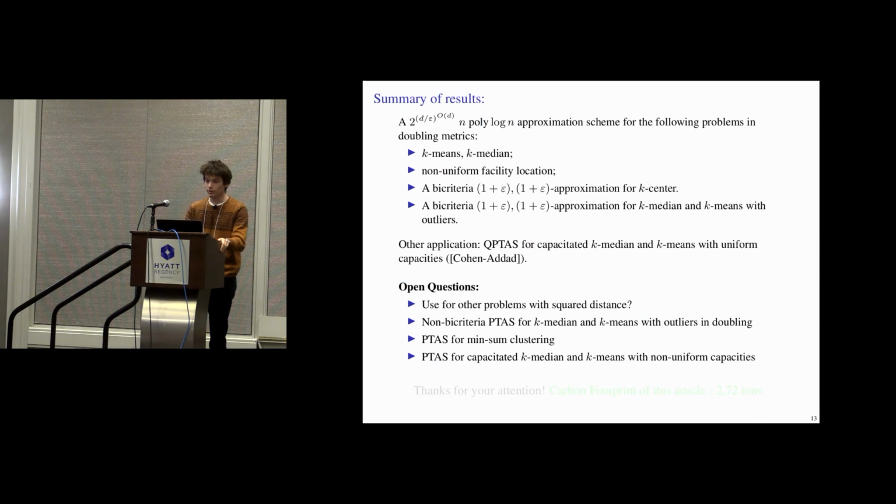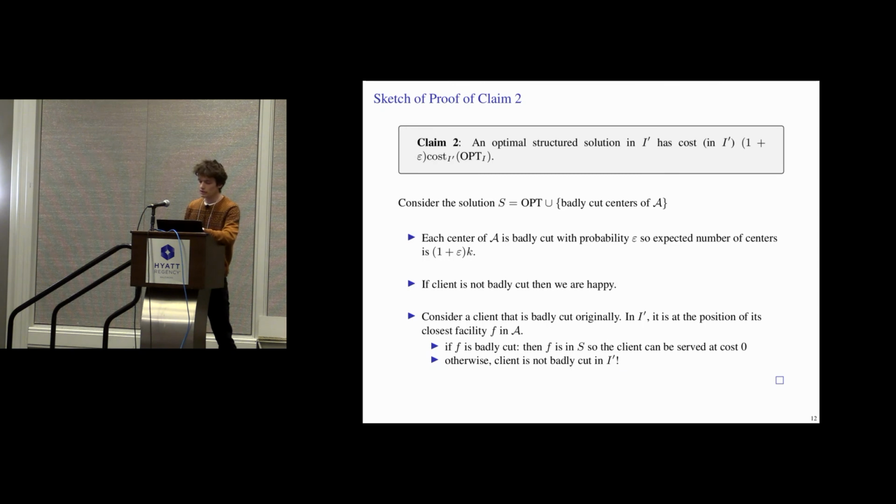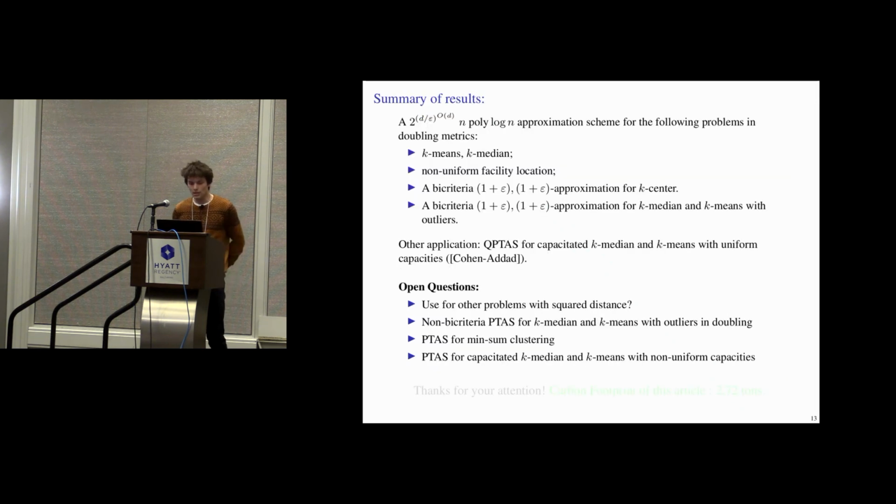Okay, so a brief summary of the results we have in the paper. We have an efficient approximation scheme for k-means and k-median. For that, we need to remove those epsilon k too many facilities coming from the Badlicat centers of A. We need to do something more tricky, and consider another solution S. It works as well for non-uniform facility location. It gives a few bi-criteria results. And Vincent showed that it can give as well some approximation scheme for capacitated versions of the problems.